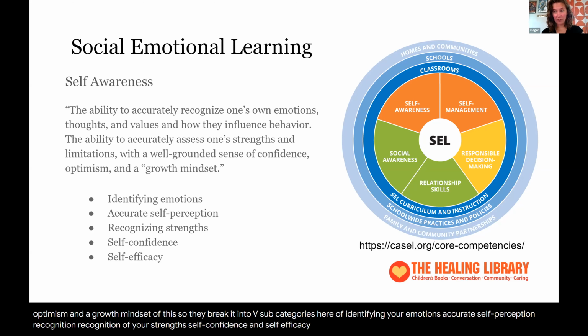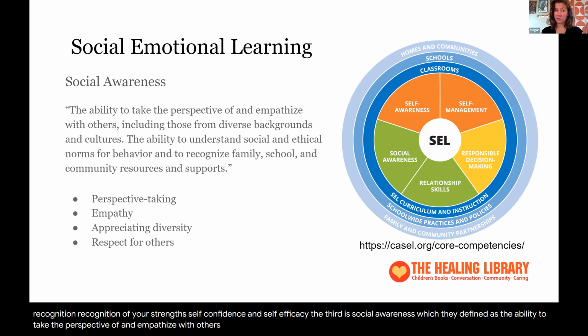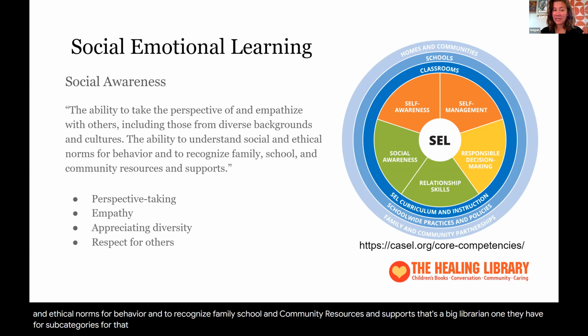The third is social awareness, which they define as the ability to take the perspective of and empathize with others, including those from diverse backgrounds and cultures. The ability to understand social and ethical norms for behavior, and to recognize family, school, and community resources and supports. That's a big librarian one. They have 4 subcategories for that: perspective taking, empathy, appreciating diversity, and respect for others.